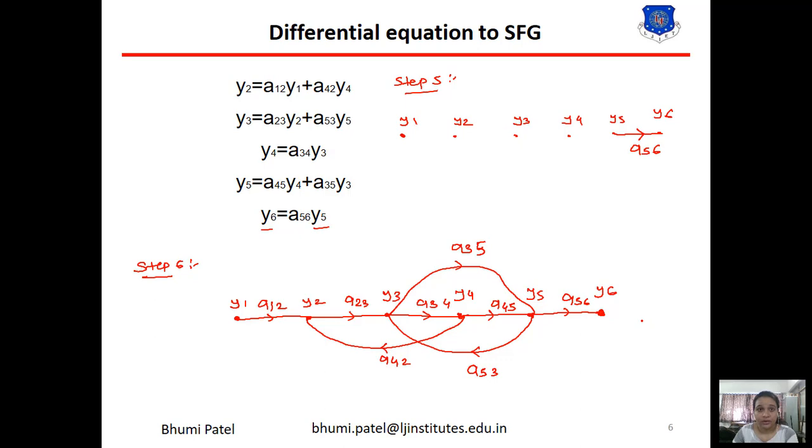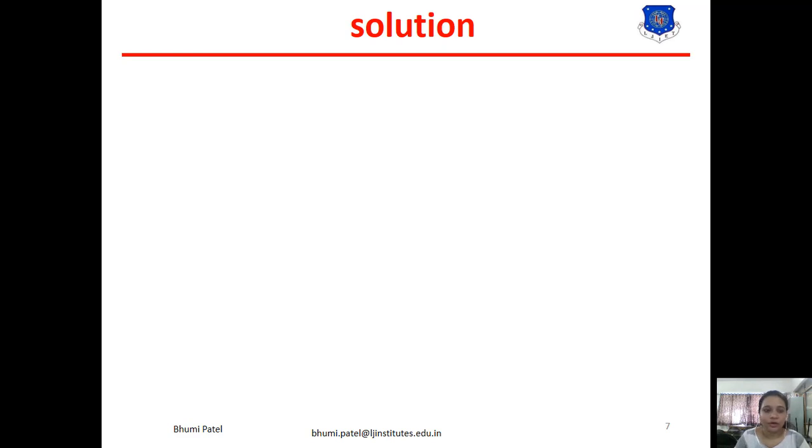Now, using Mason's gain formula, we can simplify this signal flow graph and find the transfer function of this equation. So in Mason's gain formula, the first step is to find the number of forward paths.